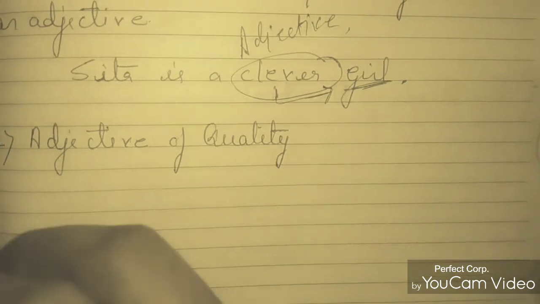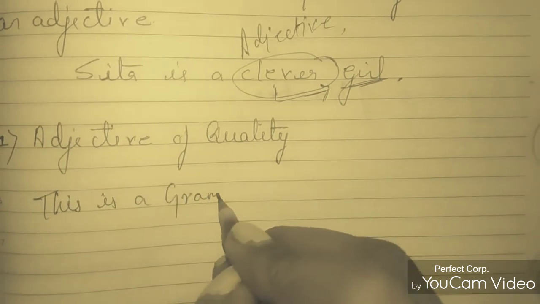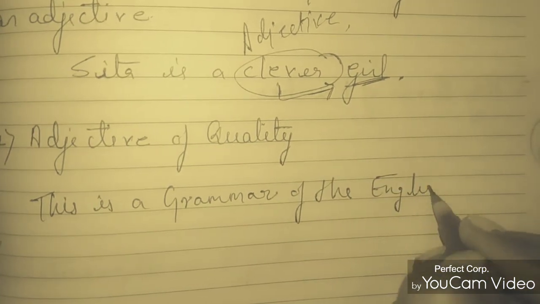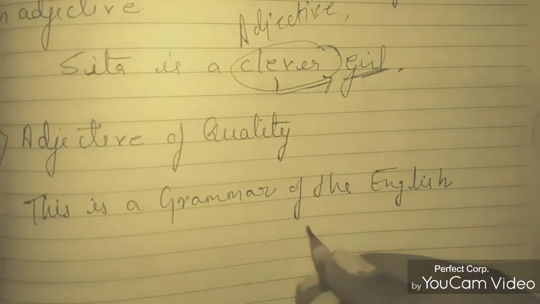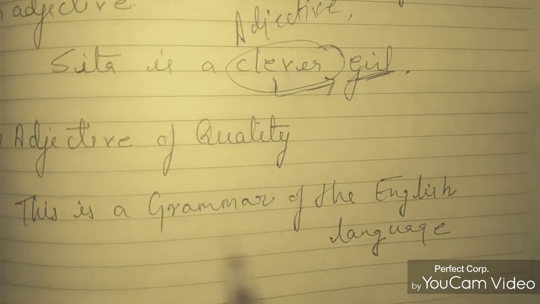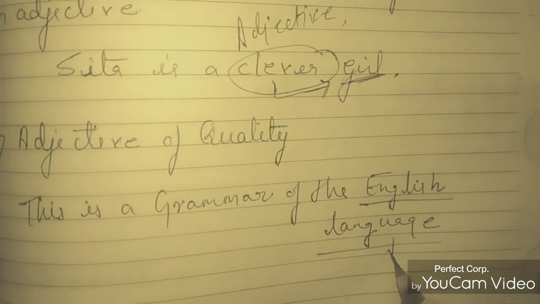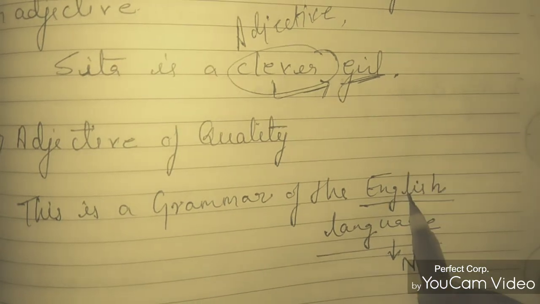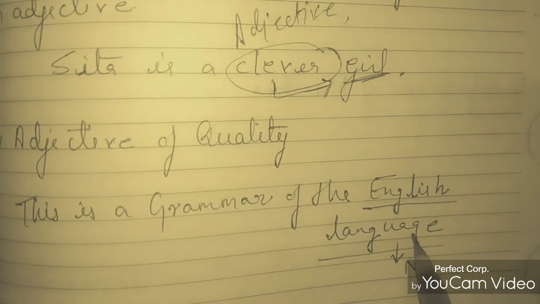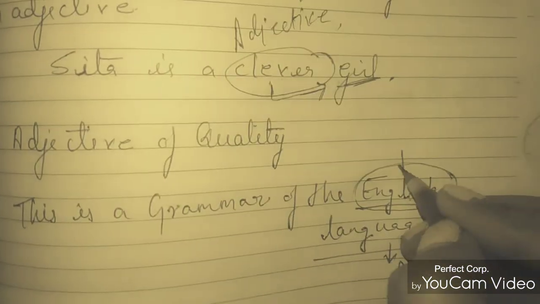Now, I'm writing one example here. This is a grammar of the English language. Now look, English language is a noun phrase. The word English is describing or pointing out that we are talking about the language of English. So this will be an adjective.